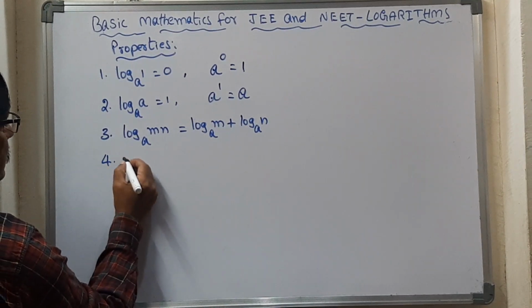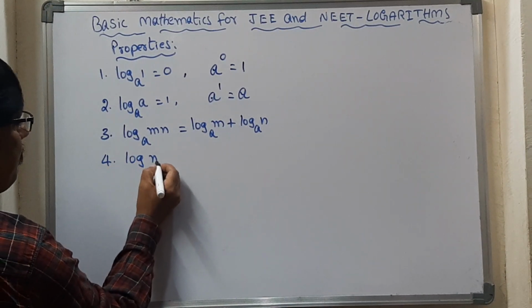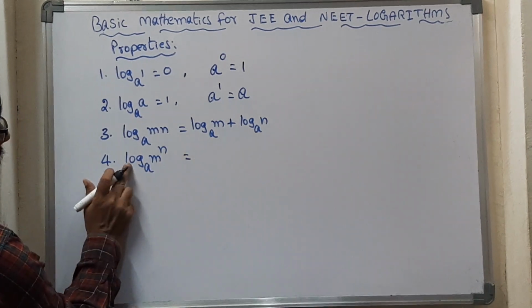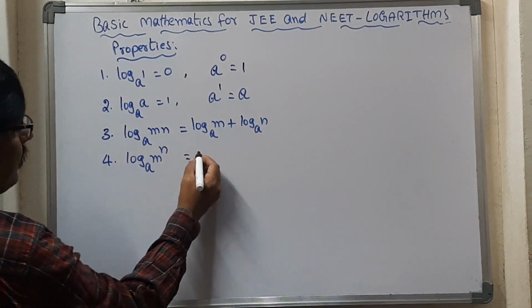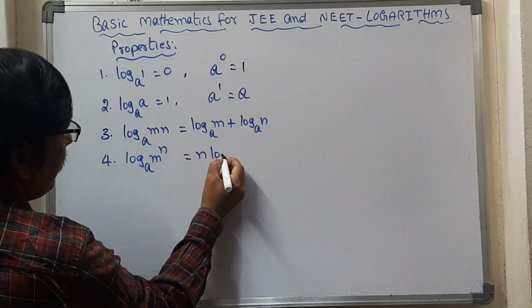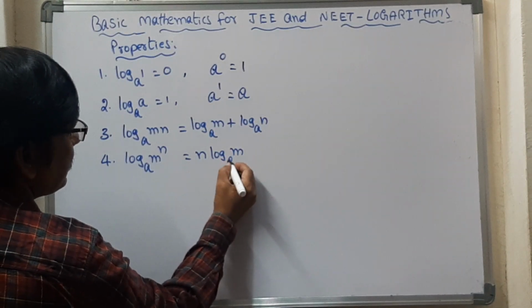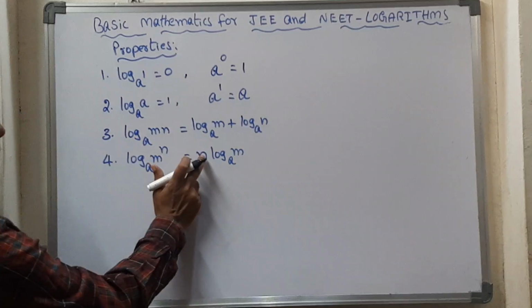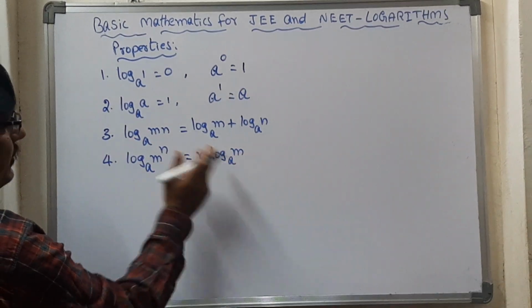And the fourth one is log m power n base a. Then what will it be? n log m base a. That power n becomes the prefix multiplication: n log m base a.